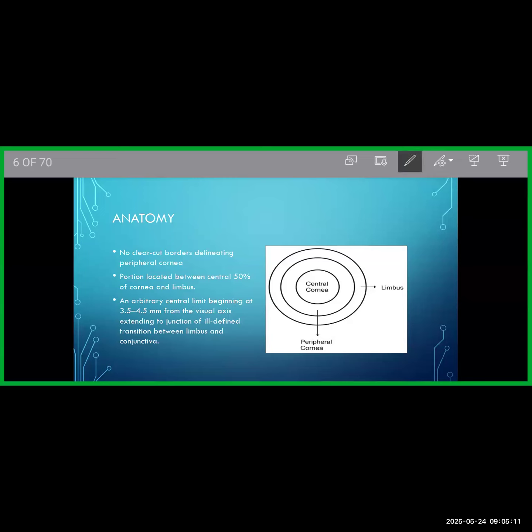So we can see, this area is the central 50% of the cornea. Then the outer part here, which is the inner portion of the limbus. So that portion in between that 50% and the inner portion of the limbus constitutes the peripheral cornea. And it is said that it is a habitual zone beginning at 3.5 to 4.5 millimeters from the visual axis, extending to the junction of ill-defined transition between the limbus and the conjunctiva. So this is the area that constitutes the peripheral cornea.